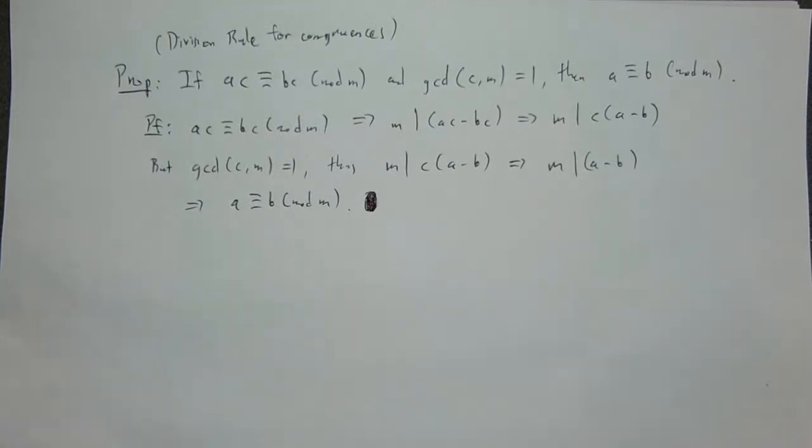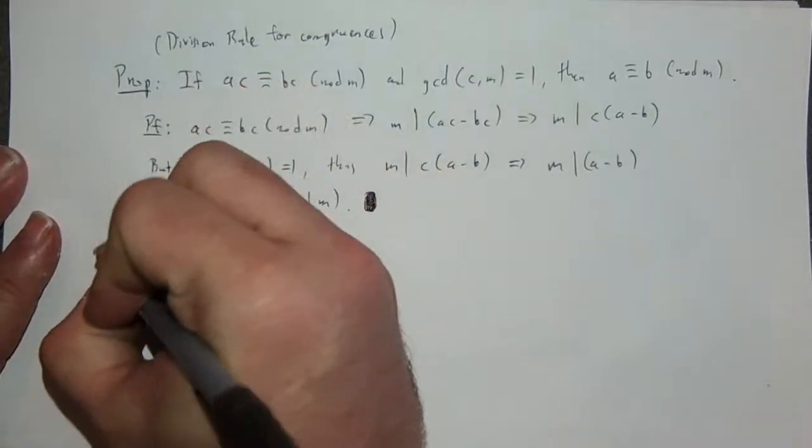Okay, so that's my division rule. Now, it turns out that if I want to divide an expression in congruences, but the thing I want to divide by is not relatively prime to the modulus, then I'm not totally doomed. There is something I can do. The only problem is that this moves me out of mod M. So what do I mean by that?